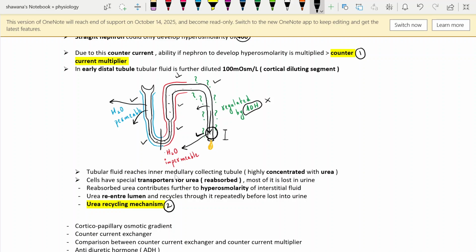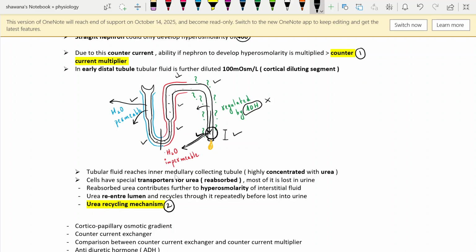It means that they can allow urea to be reabsorbed, and when the tubular fluid reaches this part of the nephron, it is highly concentrated with urea, because urea has not been reabsorbed in any other part of the nephron, right, except the proximal convoluted tubule. Urea will enter the interstitial fluid and it will contribute to the medullary interstitial hyperosmolarity, because urea itself is a solute. So when a large amount of urea is present in the medullary interstitium, it will contribute to the hyperosmolar conditions of the medullary interstitium.